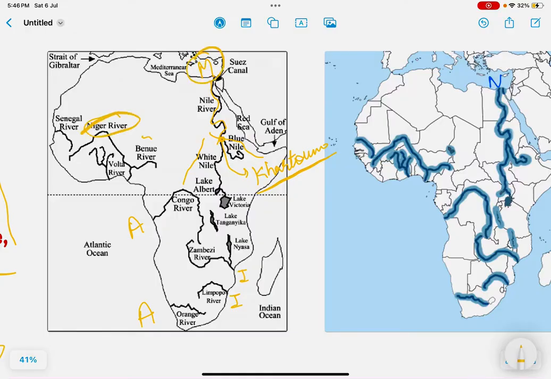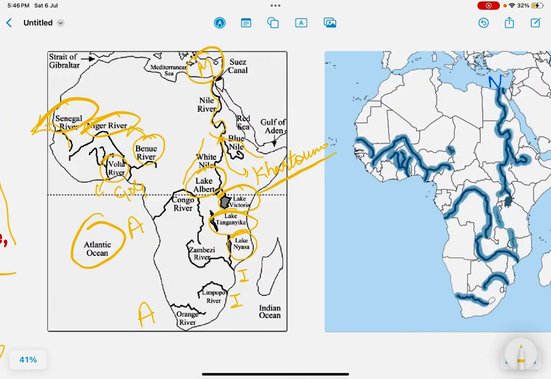Then we have the Niger River and the Senegal River. Senegal drains into the Atlantic Ocean. Niger River goes into the Gulf of Guinea, which is part of the Atlantic Ocean. Volta River also goes into the Gulf of Guinea. The Benue River is a tributary of the Niger River. So we have just seen some of the major river systems. Then there are Lake Nyasa, Lake Tanganyika, Lake Victoria, and Lake Albert.